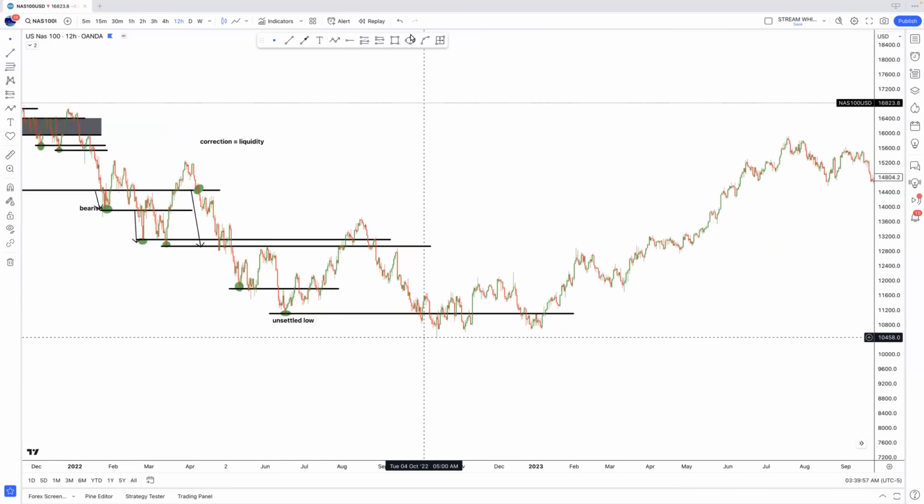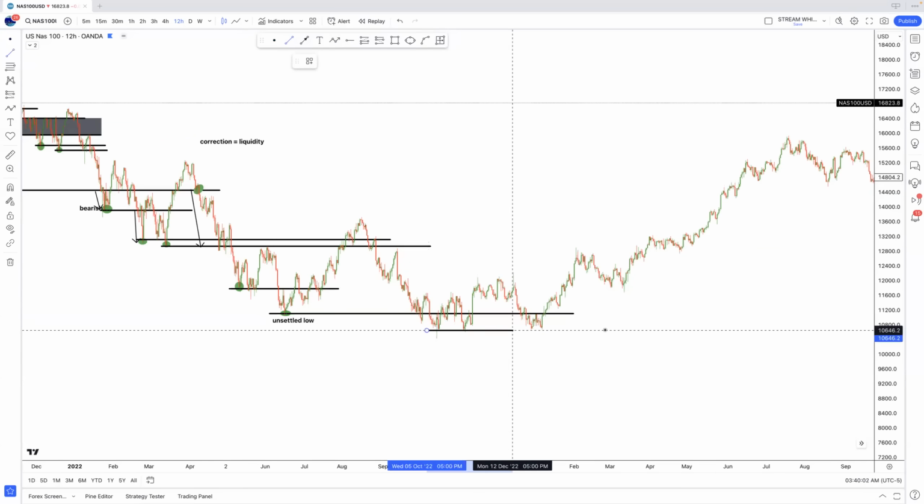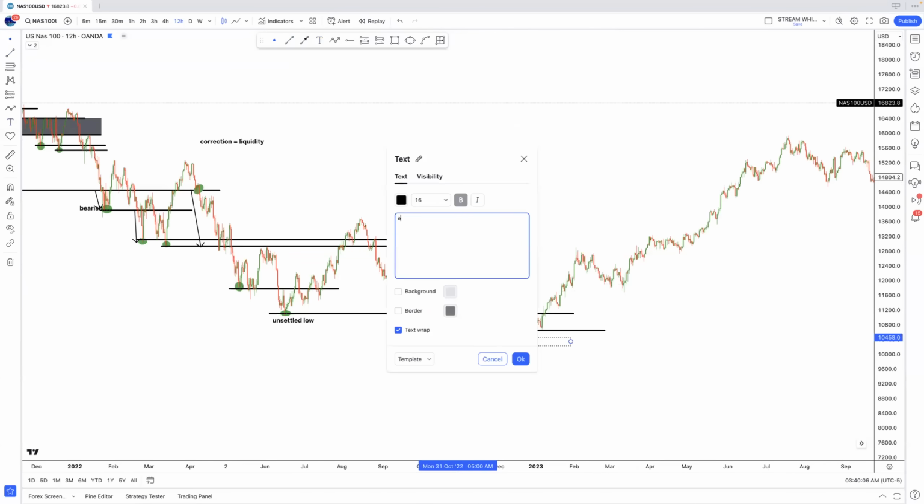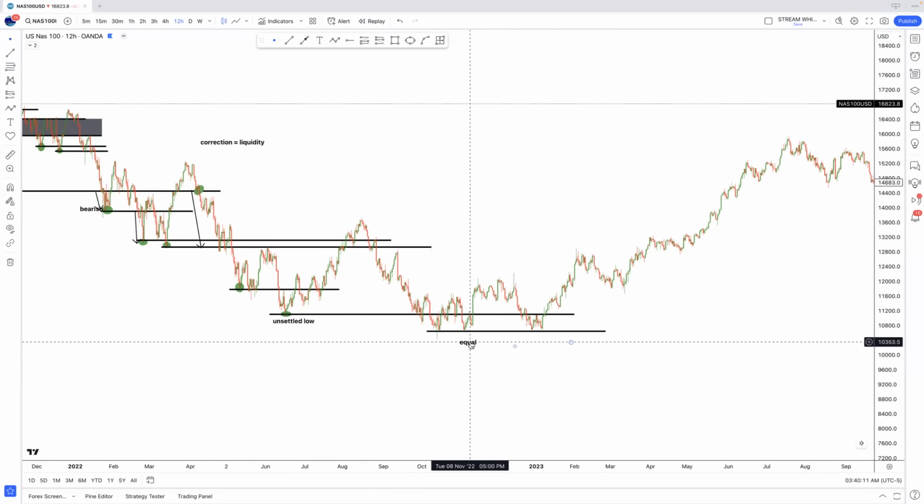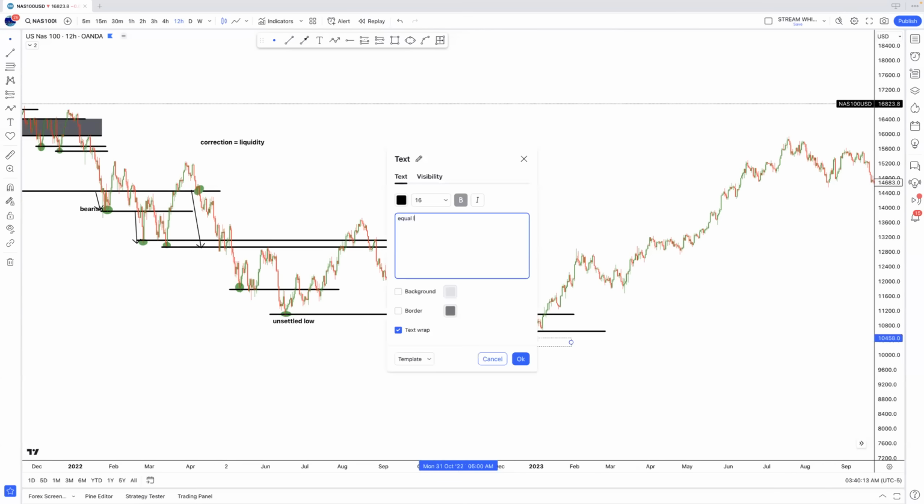And then here again, we have price. And this is what we call settled lows as well. So these are all equal lows. And price will most likely not be back for these lows. Once price equals out, so these are all equal lows, this is also just price being mitigated.